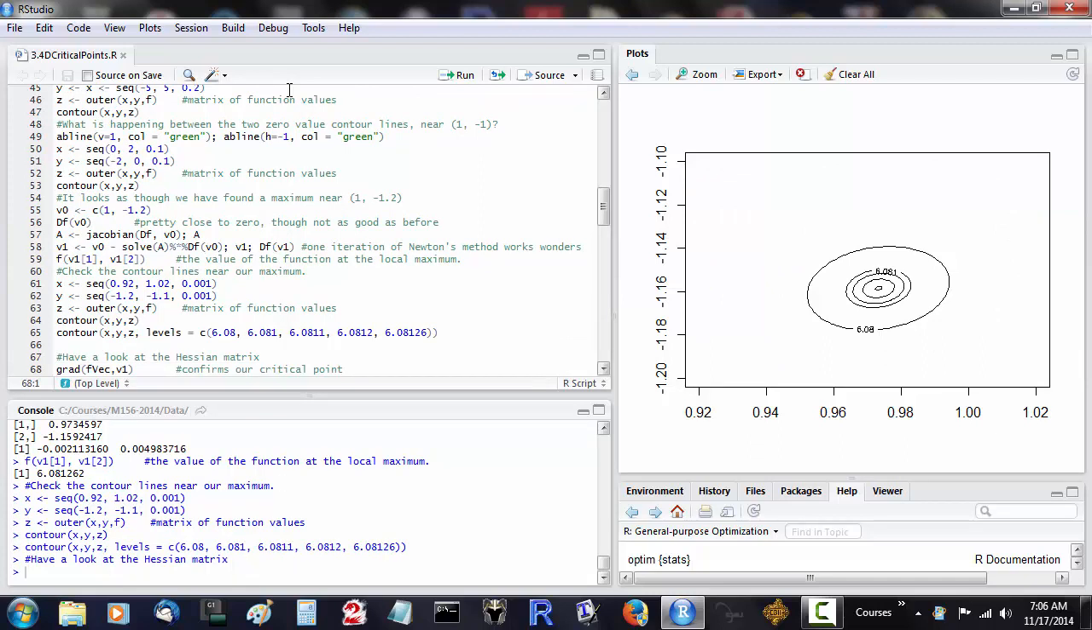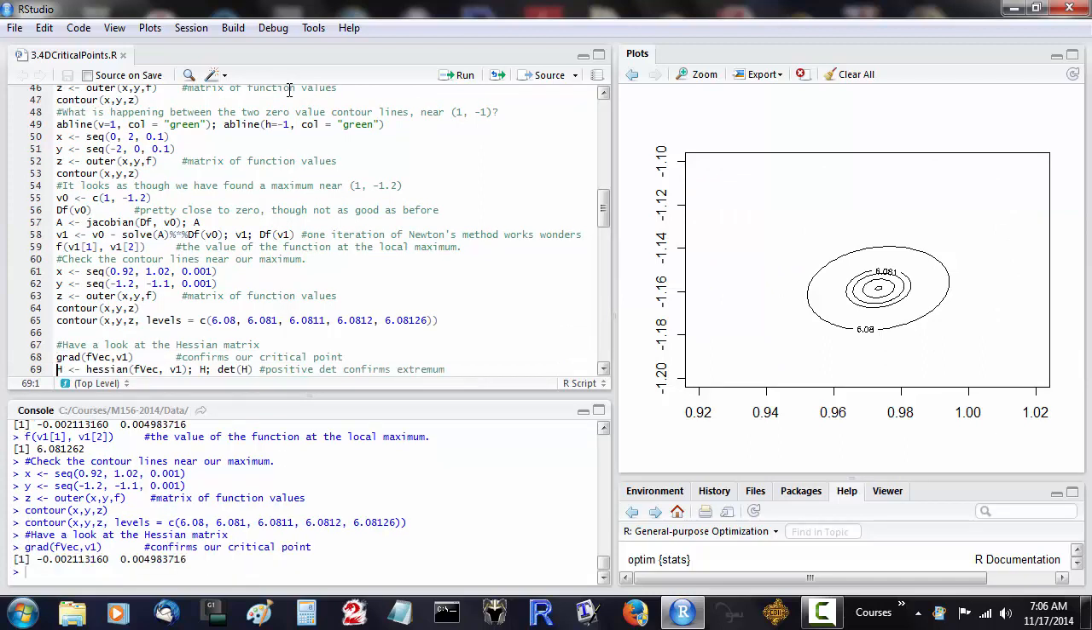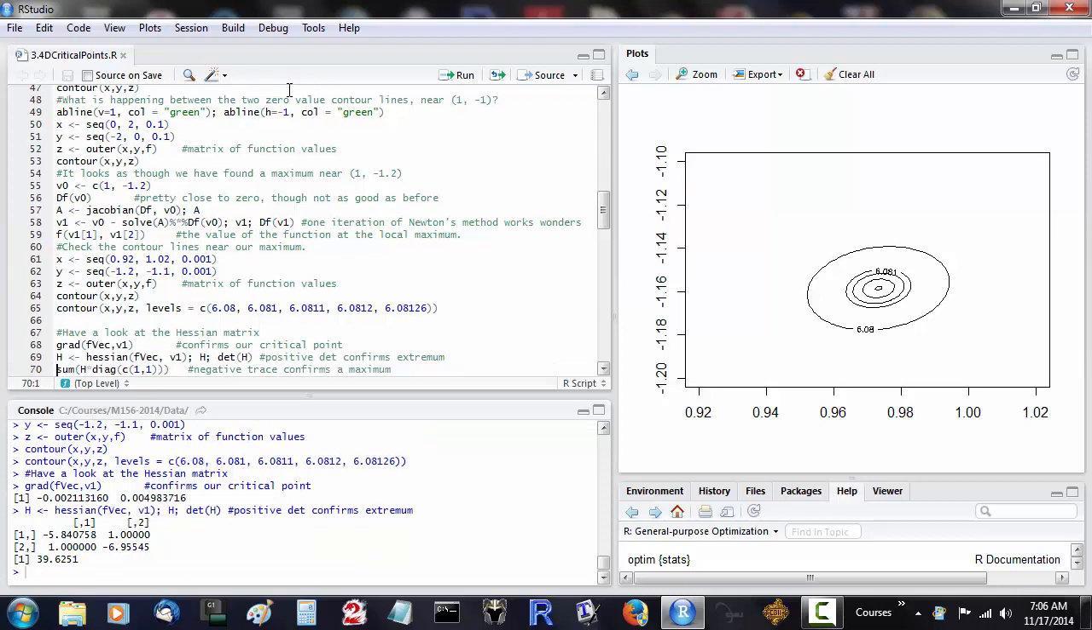We can automate this. Check the gradient. It's 0. That confirms that we've got a critical point. Calculate the Hessian at the same location.